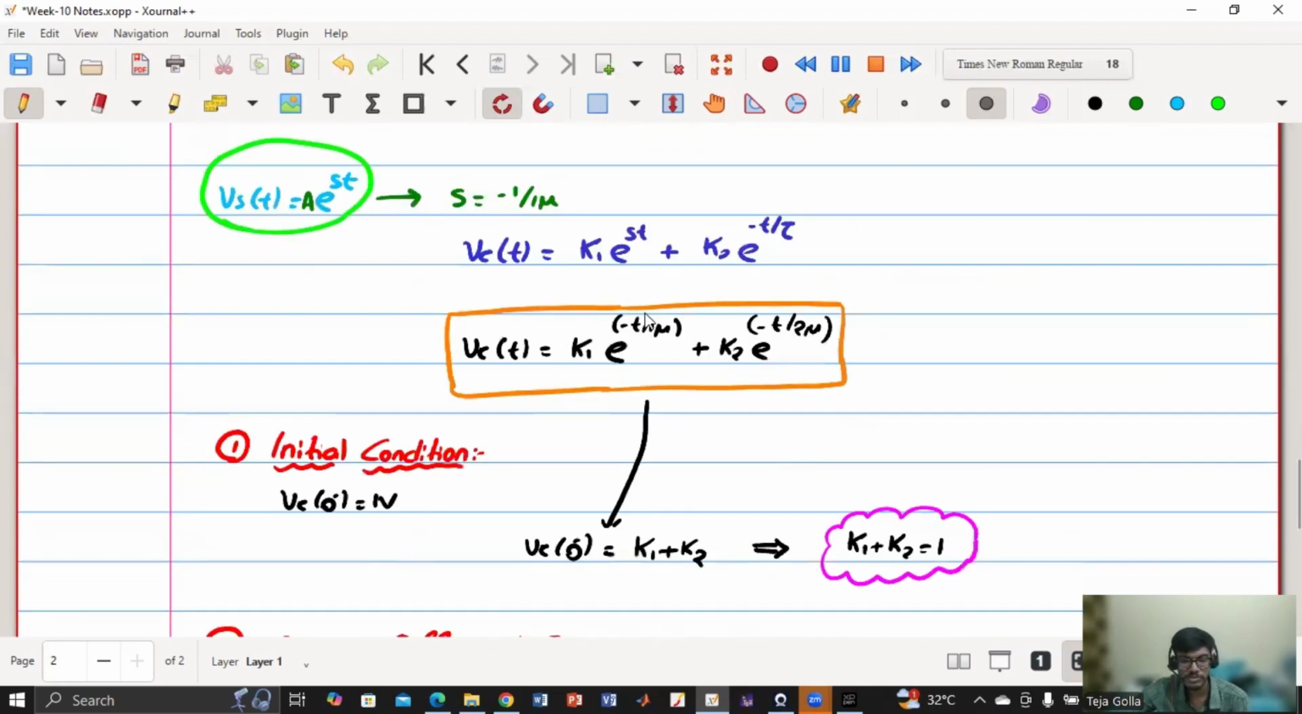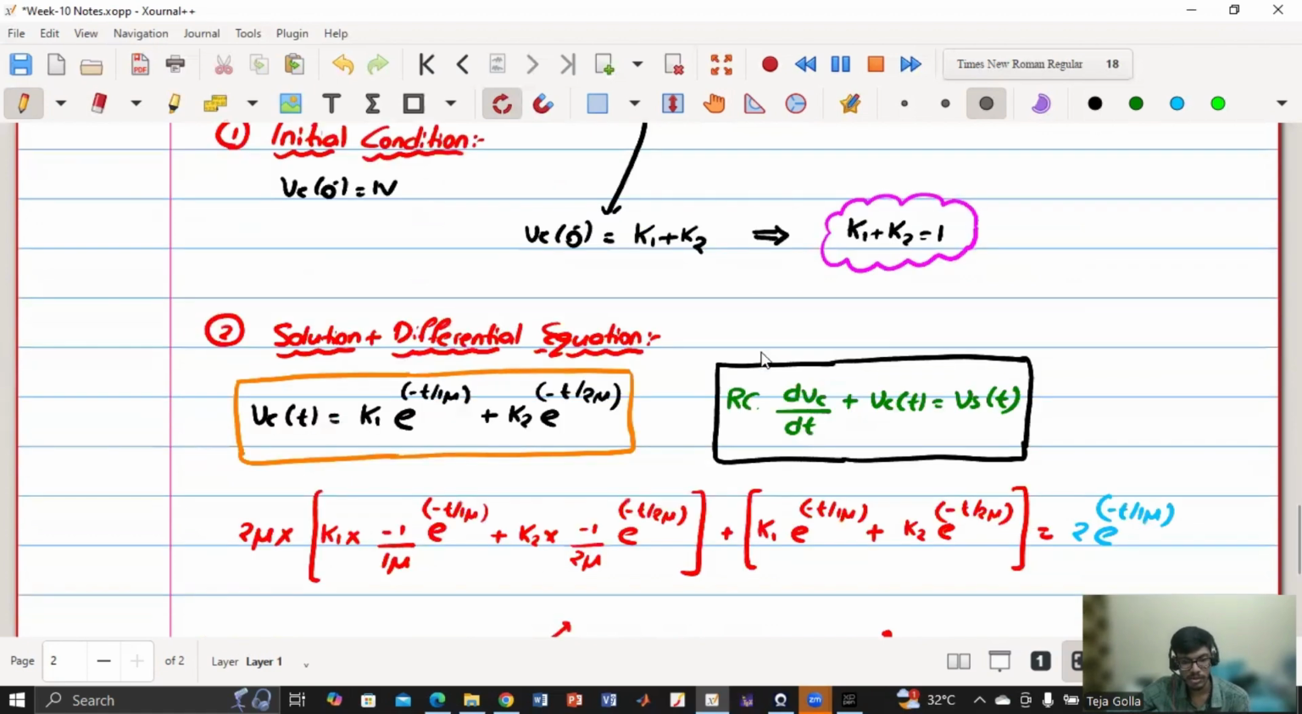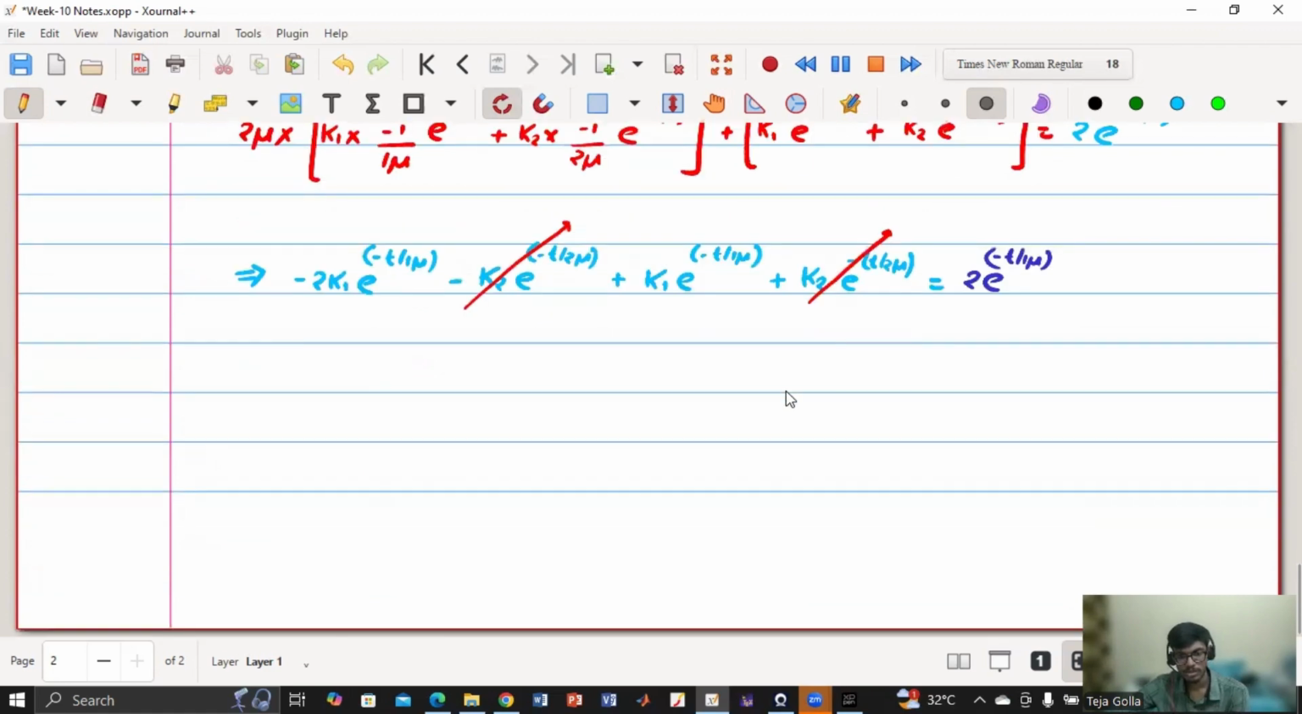So simply we can substitute this, but there is no harm in substituting the entire expression. Then you will know what exactly is happening here. So now from this, can you tell me what is the value of K1? What is the value of K1?